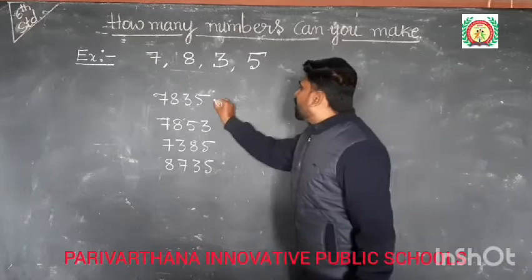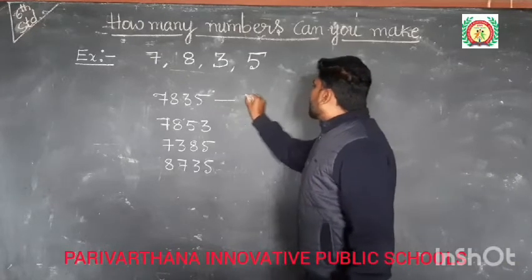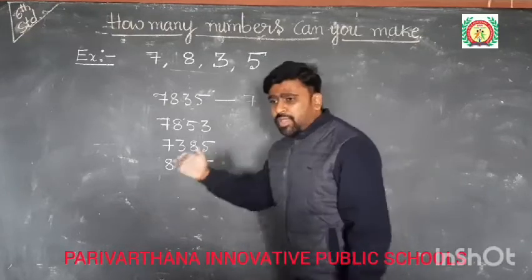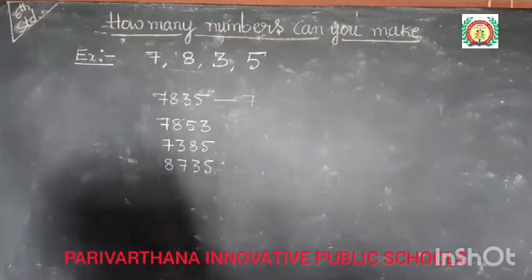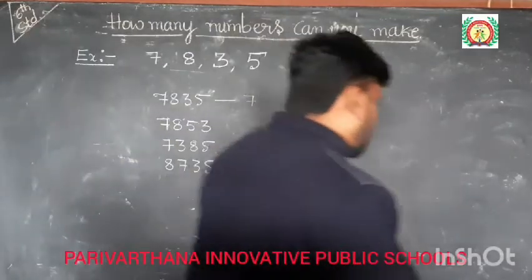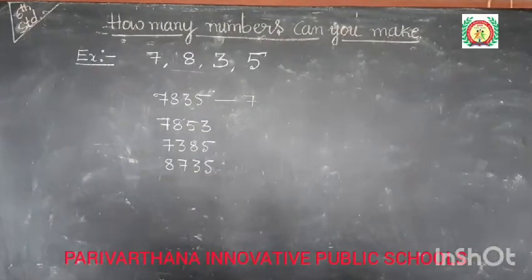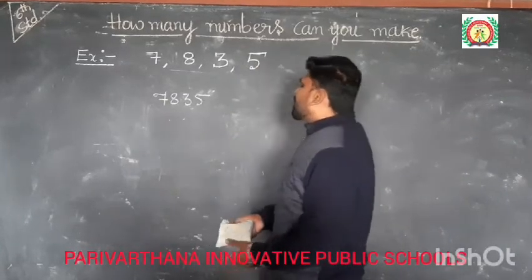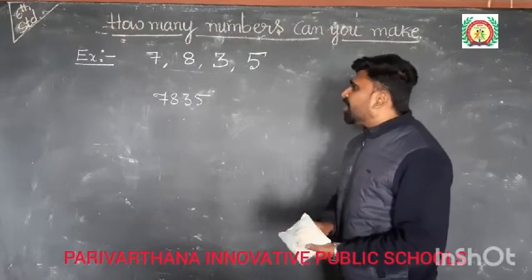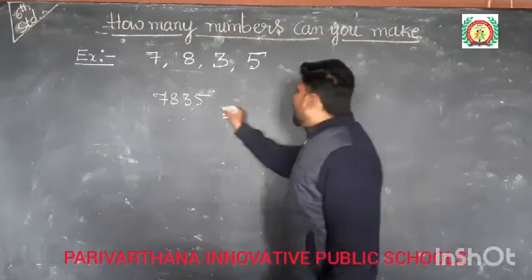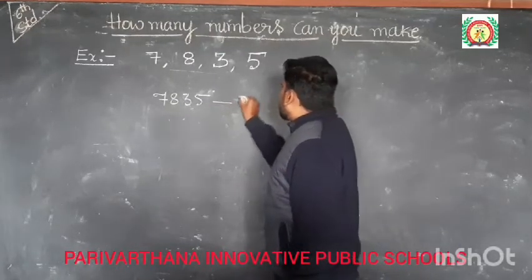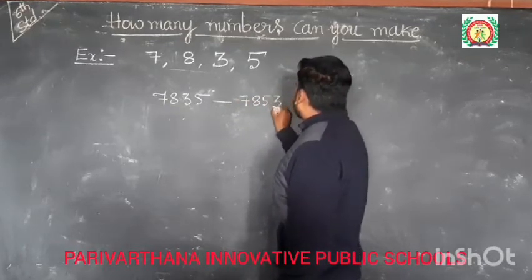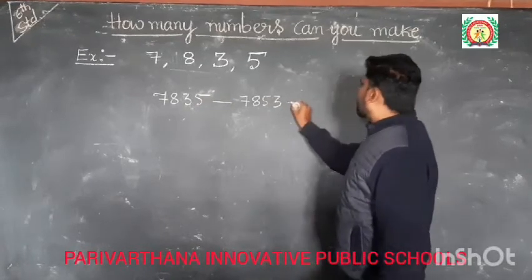Now listen here. How many numbers will come? Check neatly how many numbers will come. That's why, step by step, I will show how many numbers will come. See here. The first one is 7,835. Clear? Next, 7,853. These two. Next.